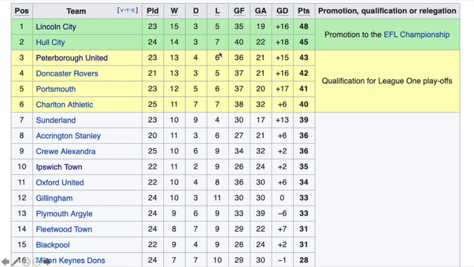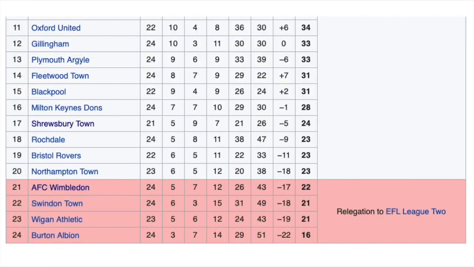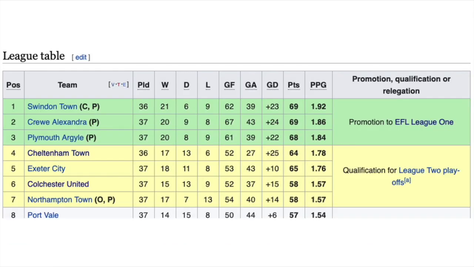Lincoln City and Hull City both went up to the championship in this particular season, and here these next four go into a playoff. A little bit different at the bottom of League One. 4 teams go down to League Two. I told you this gets confusing.